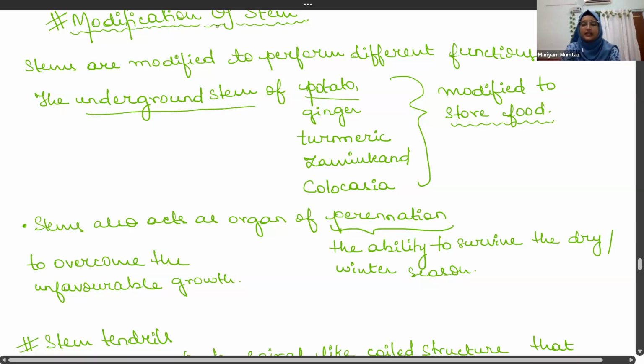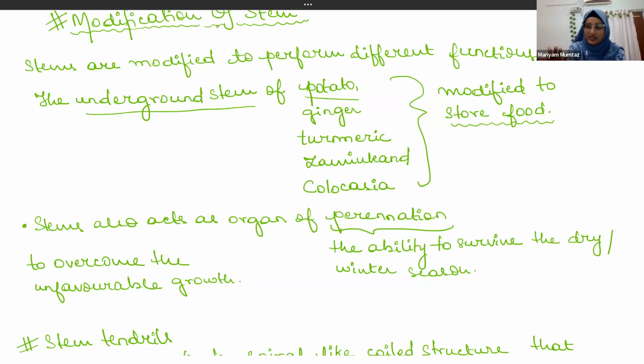Have you seen that the potato grows underground? It is always present beneath the soil, right? That is why it is so dusty and all. So it is present under the soil. So the underground stem of potato, the underground stem of ginger, turmeric, zameenkand, which is also some sort of vegetable, and the underground stem of colocasia, they are all modified to store food.